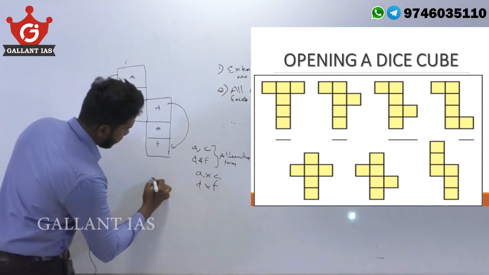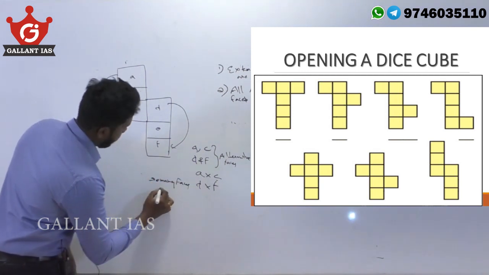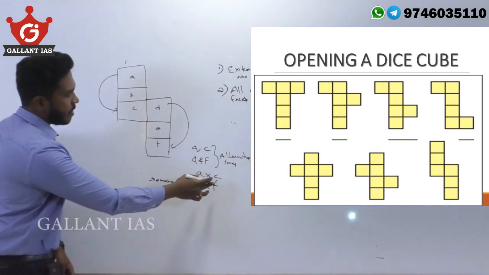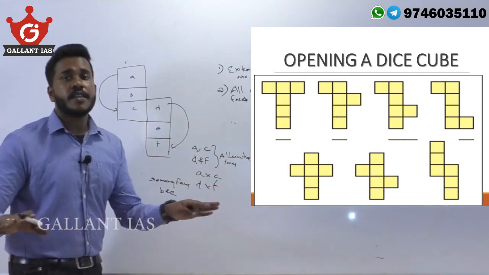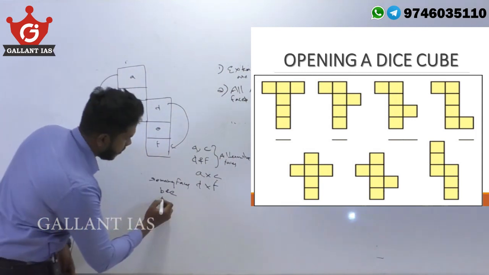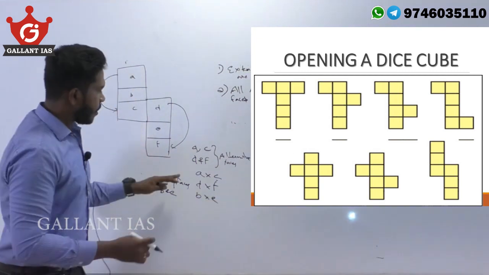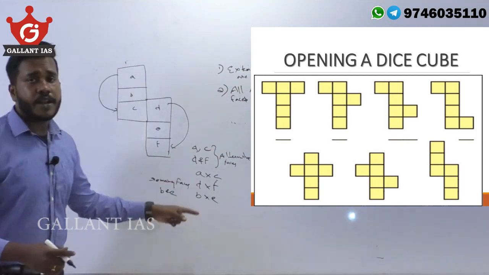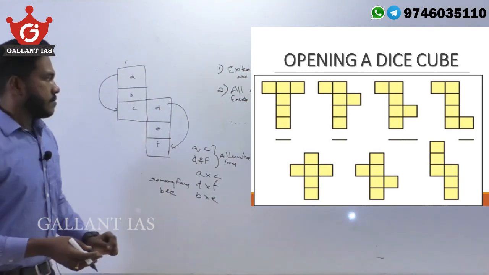So the remaining faces are B and E. Already we got that A and C are opposite as well as D and F are opposite. So the remaining faces will be automatically opposite. That is, B will be opposite to E. So we already got three pairs of opposite faces from this format also.